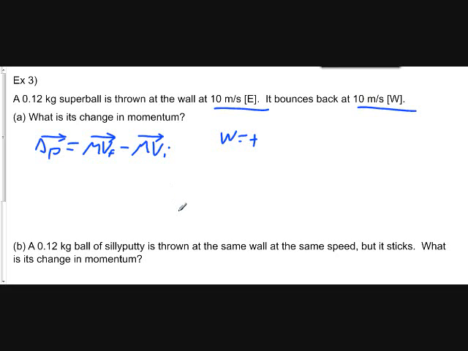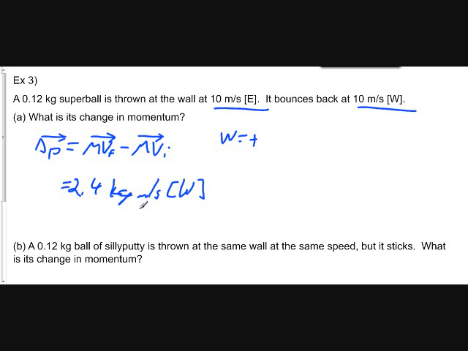And so I'm going to jump to the end here. I'm getting a change of momentum of 2.4 kilogram meters per second, and that direction will be west. So it's traveling from east to west, and our change of momentum is in the west because that's the direction the velocity is becoming.